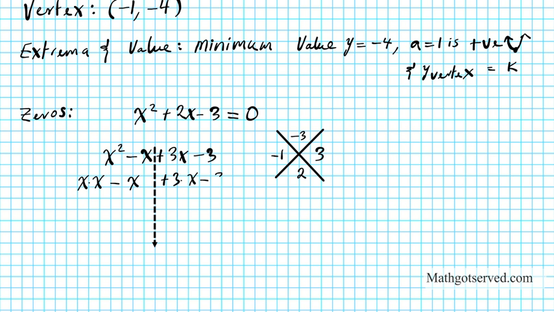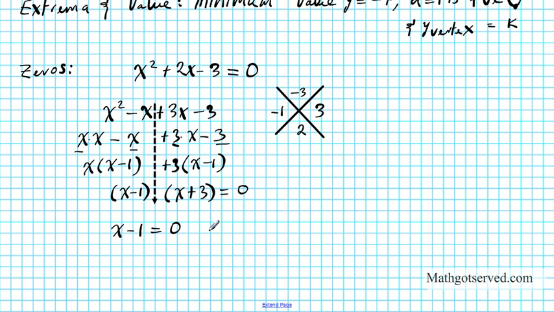So I can factor out x from this side, take out an x, we have x minus 1. And then I can take out a positive 3, always bring down this sign. Take out this 3 and this 3, you're going to be left with x minus 1. And then if you factor it, you have x minus 1 times x plus 3 equals 0. Now we're going to use the zero product property. x minus 1 equals 0, or x plus 3 equals 0.